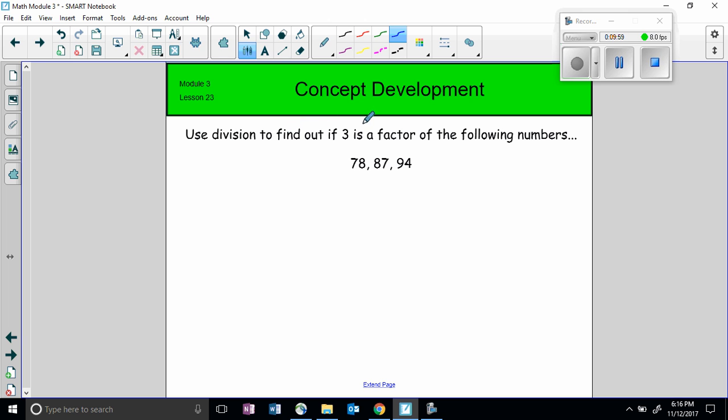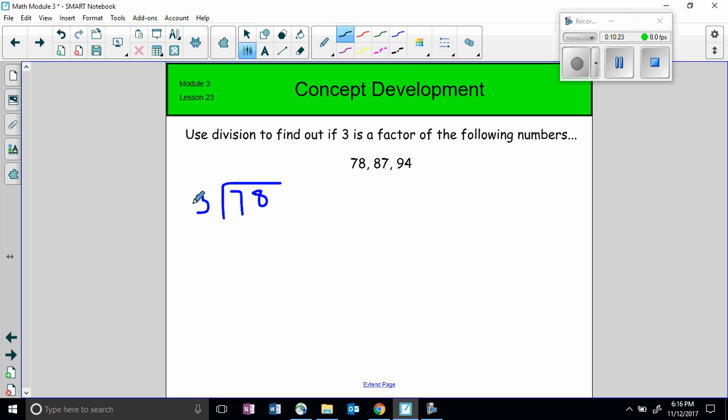Use division to find out if 3 is a factor of the following numbers. We're going to use division, but we're also going to see if my pattern worked. So 78 divided by 3. I'm going to do long division for this one, and then I'm going to do place value and area.